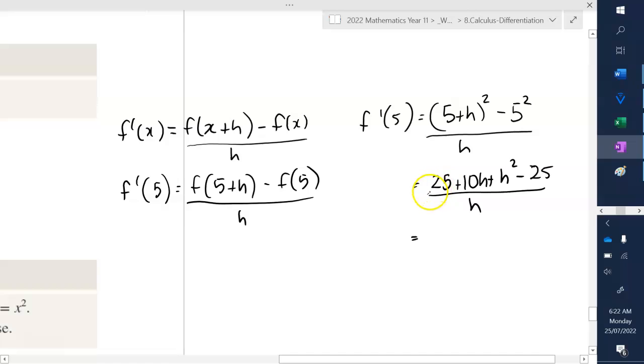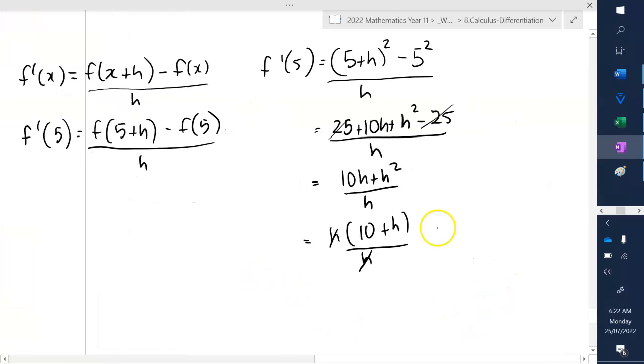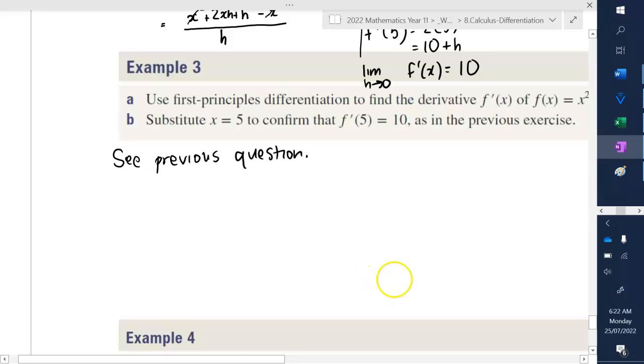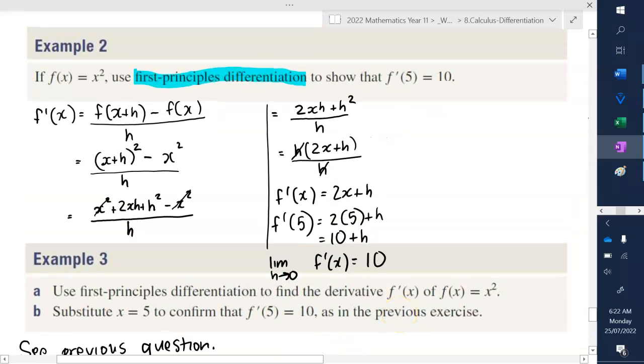Okay, crossing these guys out, because they cancel out, we're left with a 10h plus h squared over h. Take the h out the front. 10 plus h over h. And we're left with 10 plus h. So if we take the limit as h goes to 0, remember h is not going to equal 0. It's tending towards 0, but never really getting there. We get 10. So that's all that was saying was, hey, we could do it both ways.